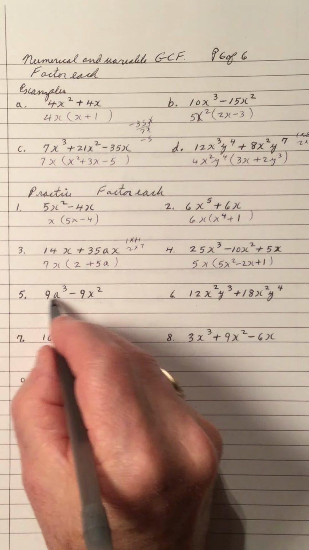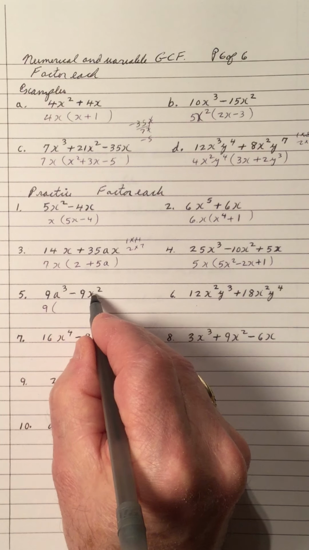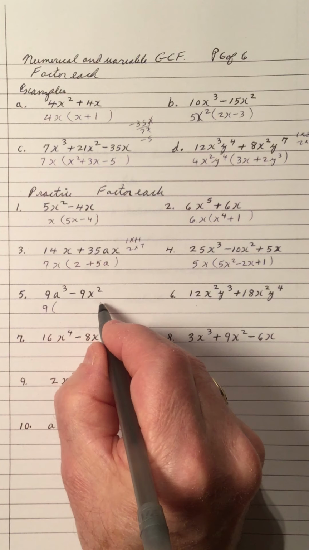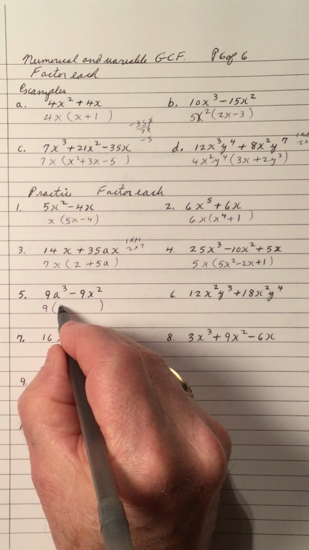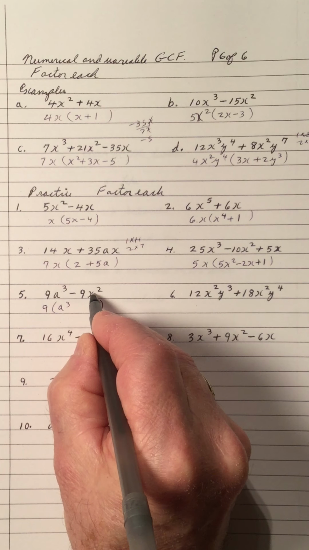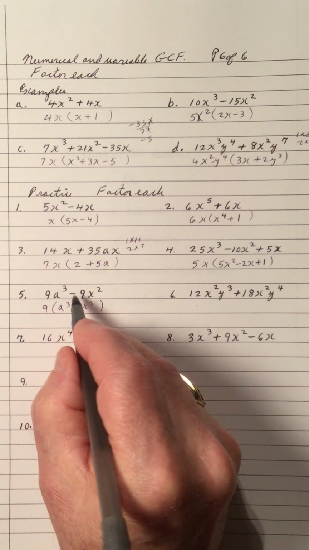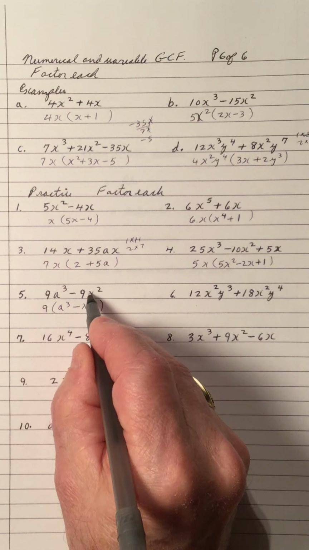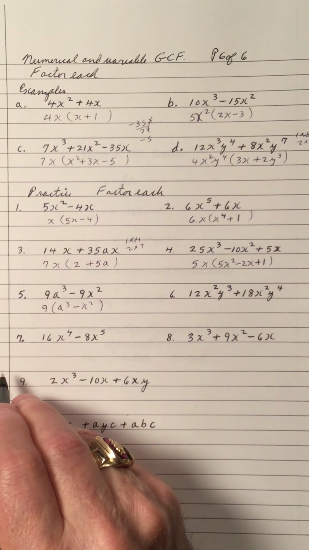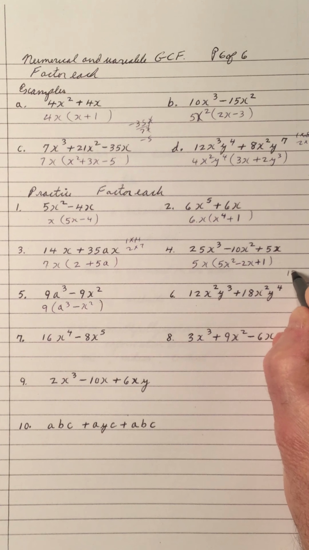Number 5. I see a 9. 9 is in both. And I see no variable common. There's an a here and an x here, but it's not common. 9 into 9a cubed is a cubed. 9 into that is a negative x squared. So multiply back. 9 times a cubed, perfect. 9 times x squared, perfect. And it's a negative.